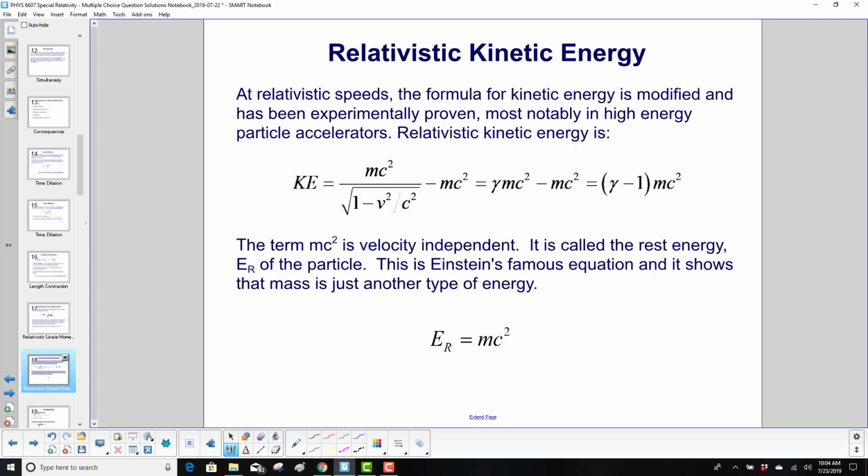Relativistic kinetic energy. At relativistic speeds, the formula for kinetic energy is modified and has once again been experimentally proven, most notably in high-energy particle accelerators. And here's our equation for relativistic kinetic energy. It's equal to mc squared over square root of 1 minus v squared over c squared minus mc squared, which is gamma minus 1 times mc squared. The term mc squared is velocity independent. It is also called the rest energy, E sub r, of the particle. This is Einstein's famous equation, and it shows that mass is just another type of energy.